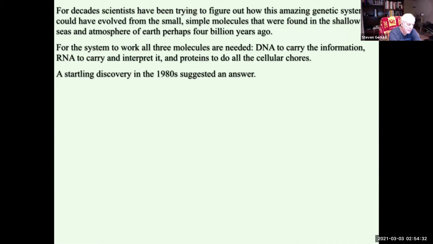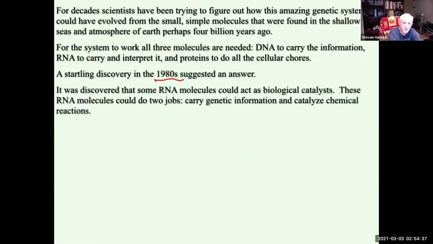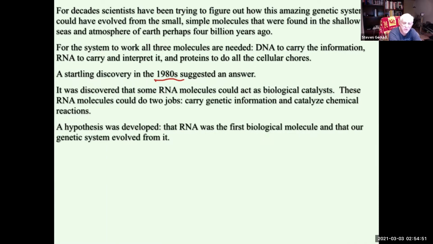Back in 1980, they suggested an answer. It was discovered that some RNA molecules could act as a biological catalyst. RNA molecules can do 2 jobs: carry genetic information and catalyze chemical reactions. There's actually a second function RNA molecules could accomplish. So a hypothesis was developed that RNA was the first biological molecule and that our genetic system evolved from RNA, and we evolved into more complex DNA and different segregation of functions.